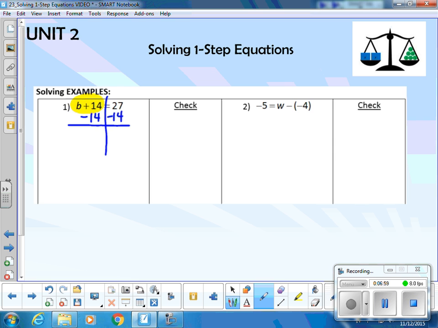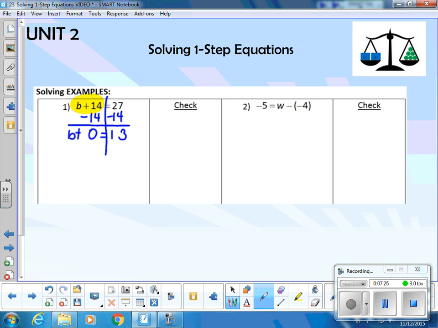Going back to our example, we have b plus 14, and now we're subtracting 14. 14 minus 14 gives me 0. So on this side, I'm going to have b plus 0. And on the right side, I'll have 27 minus 14. 7 minus 4 is 3. 2 minus 1 is 1. So I know that b plus 0 equals 13.